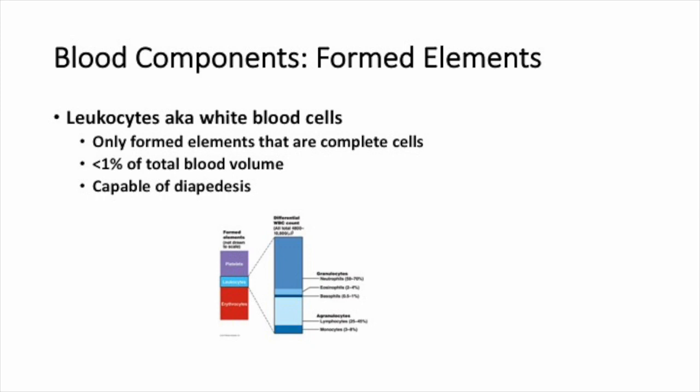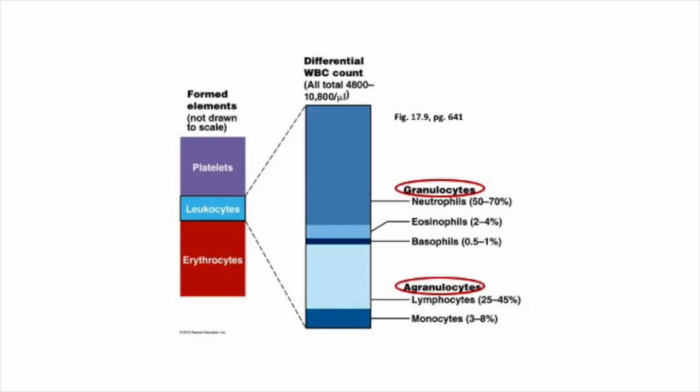Now, we can lump our white blood cells into two categories, and those are based on some physical characteristics. We have our granulocytes. What we're going to see is they look very granular. And our agranulocytes, they do not look very granular. Now, you can see those listed here. So our granulocytes are neutrophils, eosinophils, it's kind of a funny word to look at and say, basophils, and then our agranulocytes are lymphocytes and monocytes. And those percentages you see there represent what percentage of white blood cells they are.